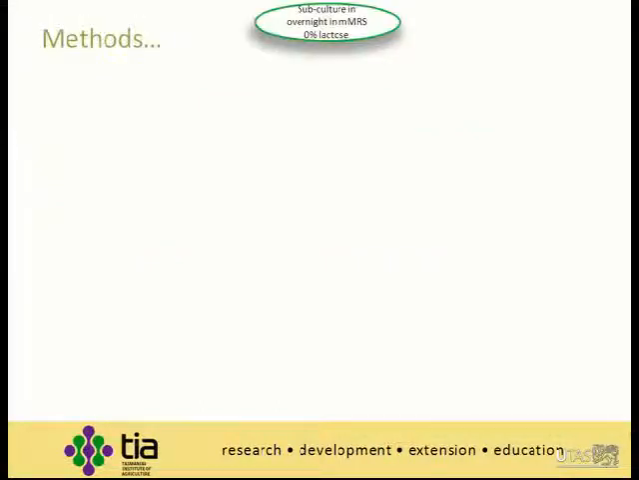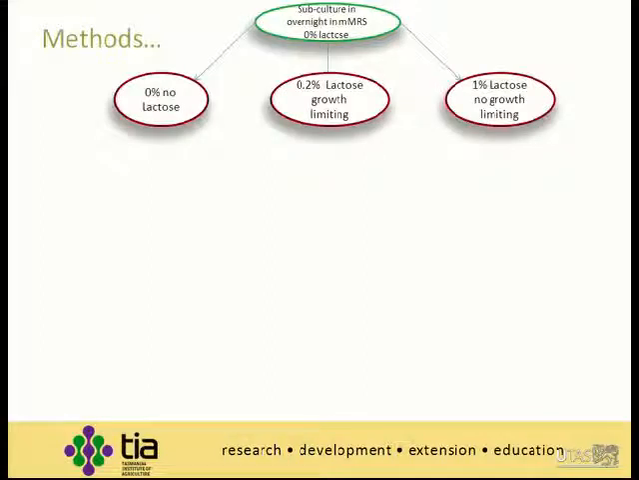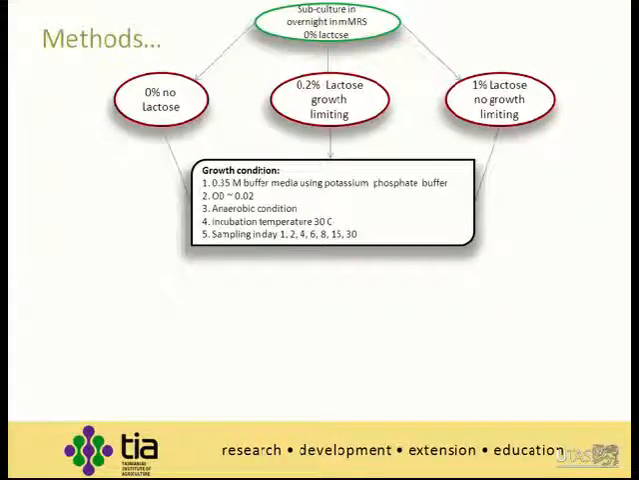We use MRS, a special medium for growing these kinds of microorganisms, with 0% lactose overnight. We culture them overnight and then inoculate them into three different conditions: MRS with 0% lactose, which is starvation; 0.2% lactose, which is growth limiting; and 1% lactose, which is not growth limiting and is our control. And we grow them under these conditions.